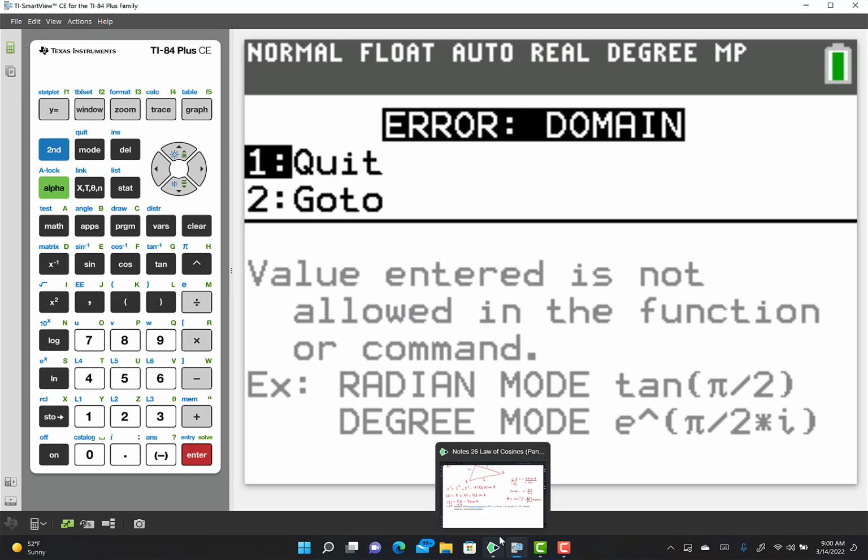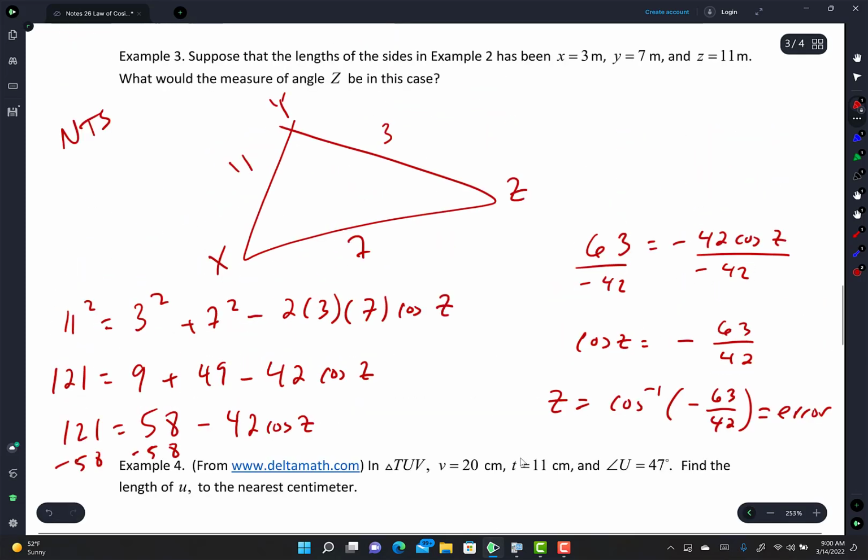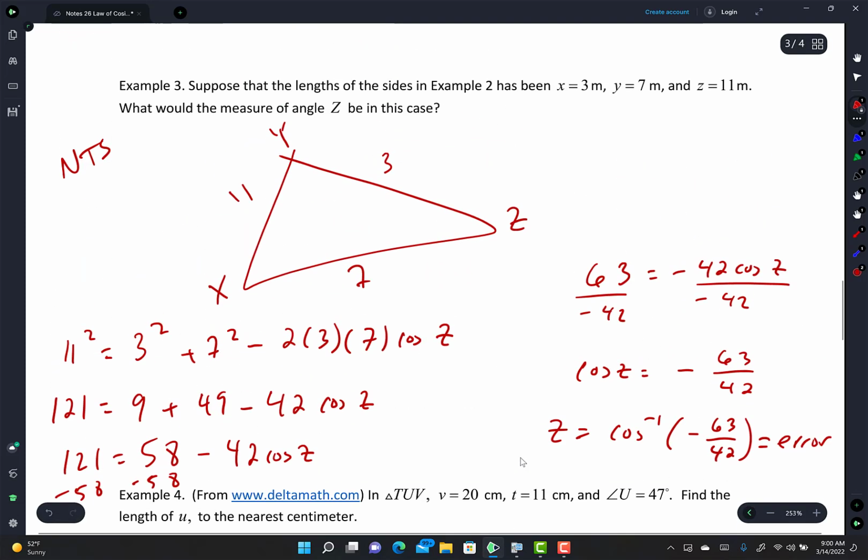It's not a triangle. Why is it not a triangle? Remember the rule was, in order for you to have a triangle, the two shortest sides must be larger than the largest side, like when you sum them up. Is 7 plus 3 larger than 11? No, that's 10. So you don't even have a triangle.